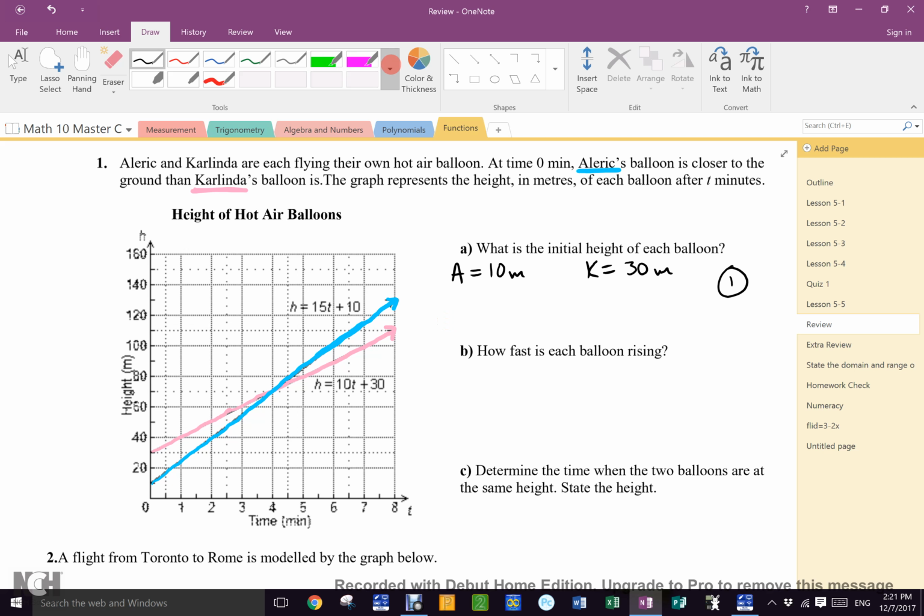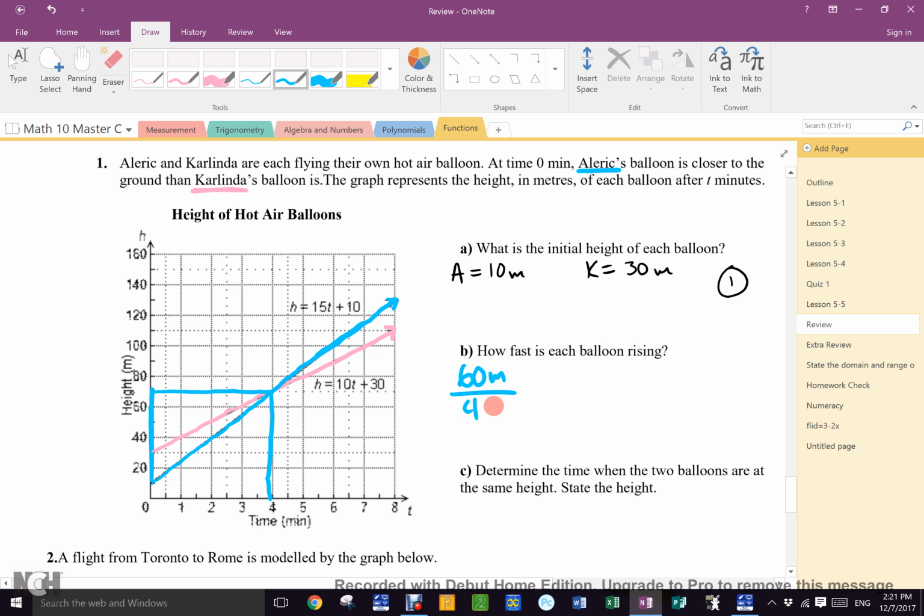Now, how fast is each balloon rising? So let's start with my man Alaric, who is blue. How would I decide how fast he is rising? It's a speed, isn't it? So I need a distance over a time, correct? So I know Alaric is going up a certain amount. So if I go up to there and go over to there, I get a perfect spot, don't I? He went up from how far, where to where? 10 to 70. So how far is that? 60 meters in 4 minutes.